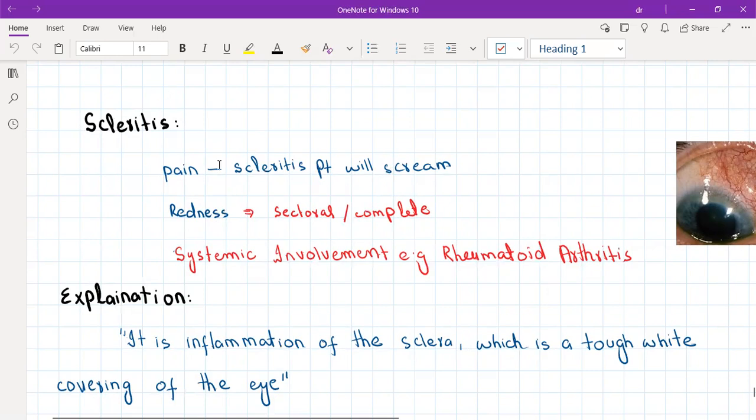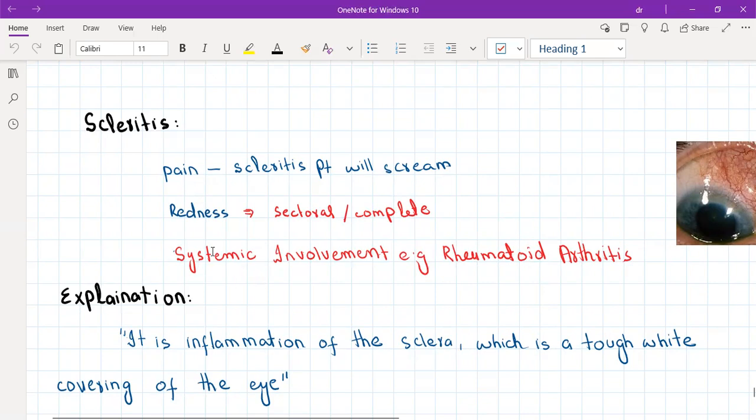Like episcleritis, the redness can be sectoral. Like here, the whole eye is not red, but a portion of it. So it can be sectoral, or it can be complete. And these patients have severe pain. The vision is not affected. There can be a little bit of watery discharge.